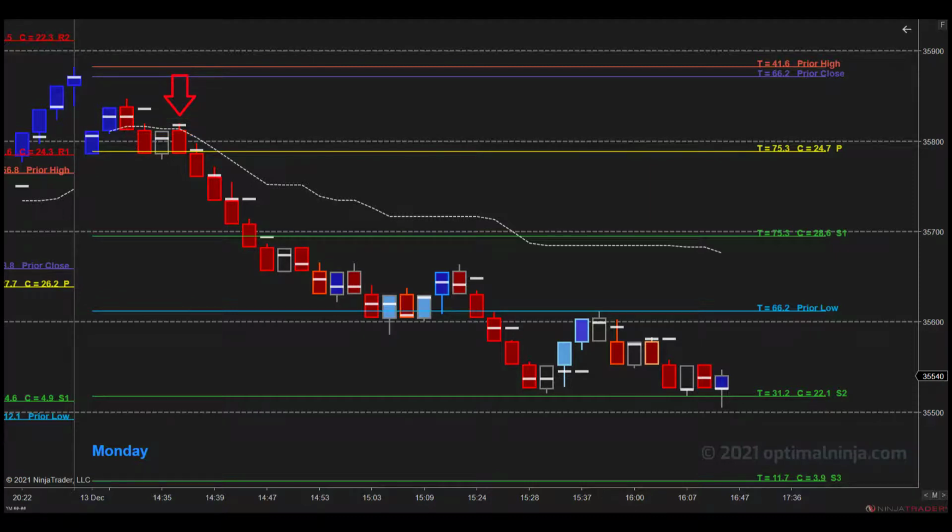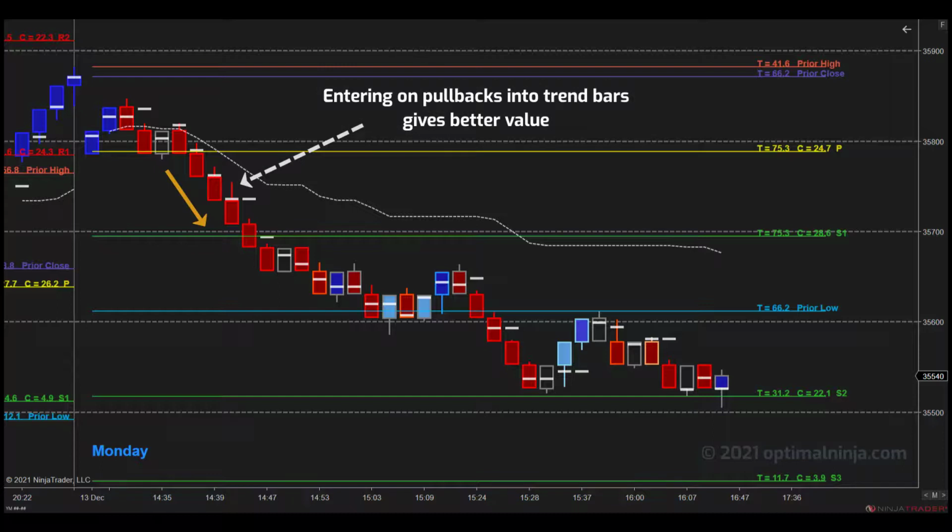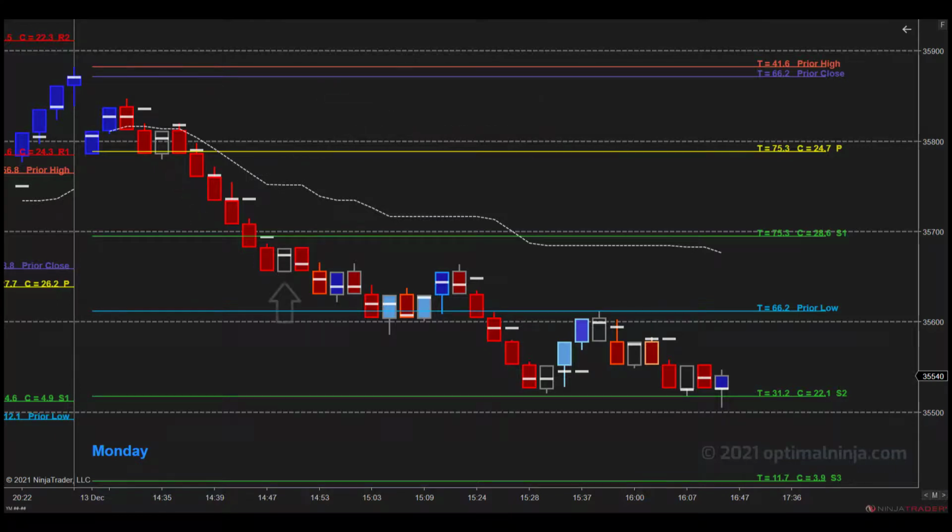Then we have the rapid sell-off to S1. Although, as I've said, I'm not personally a fan of entering off trend bars, given the strength of the prior short setup on bar 6 and the exit target of S1, you could have taken these as shorts. But I would enter on pullbacks into these bars to get better value on entries rather than chasing the market down. Bar 12 is clearly a weak reversal bar, setting up a with trend entry on the following bar.